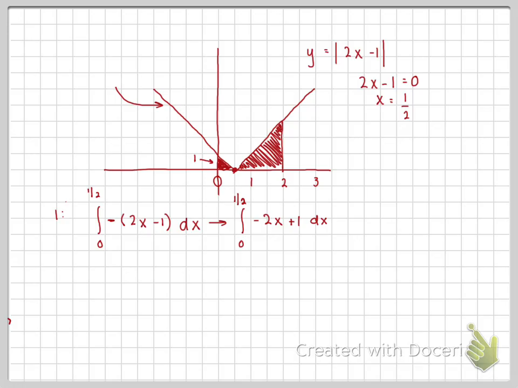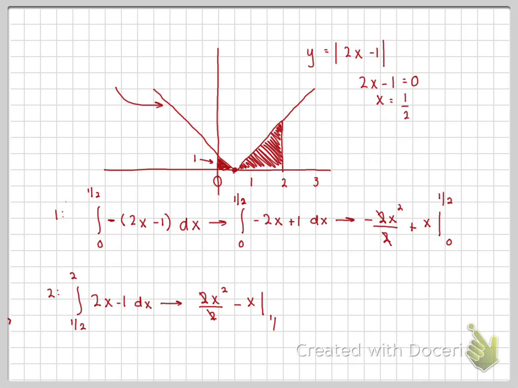And then the antiderivative of that is going to be negative 2x squared over 2 plus x from 0 to 1/2. Now, of course, those 2's will cancel out. And then the second area that we're integrating starts at 1/2 and ends at 2. And that branch of the absolute value is positive. So we will end up integrating and getting 2x squared over 2 minus x, and our 2's will cancel, from 1/2 to 2.